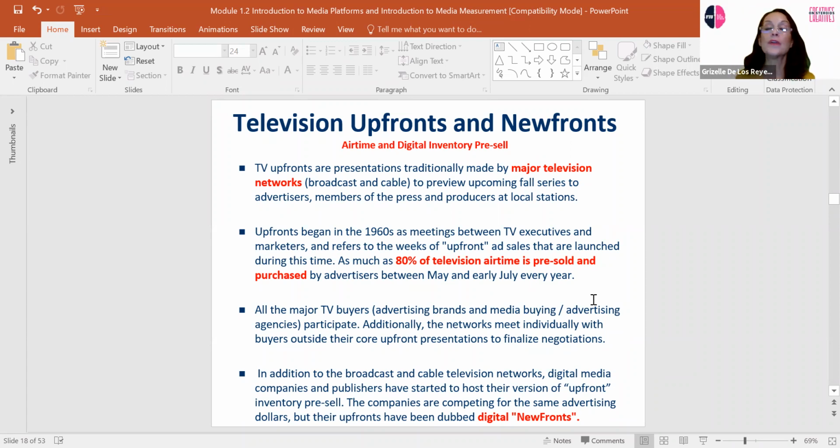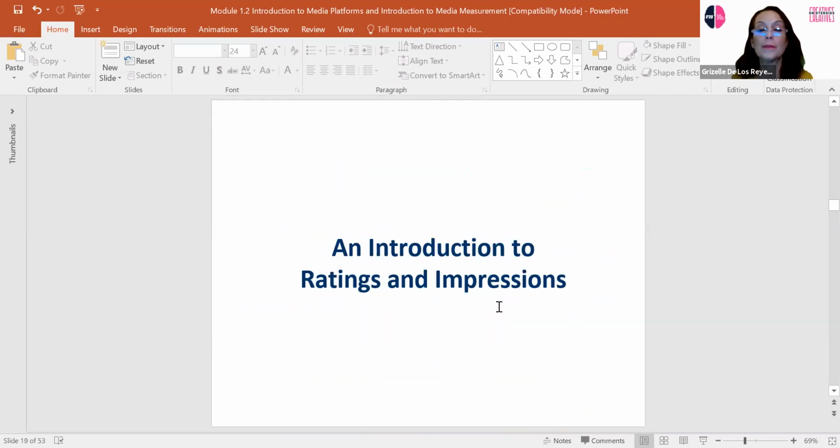Now there's another version going on, which is the digital Newfronts, where all these networks have a digital component. So they sell, package and bundle the television network inventory along with the digital offering for that particular network, and that's where the Newfronts come in.